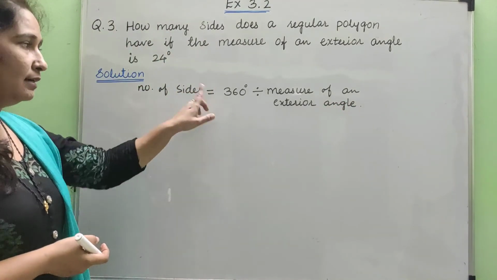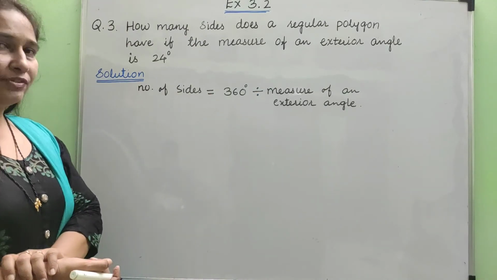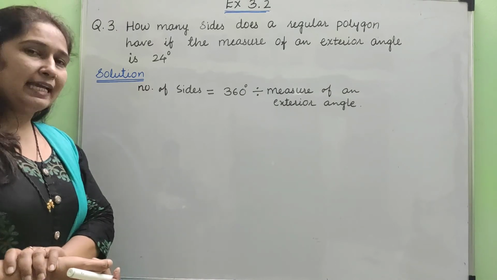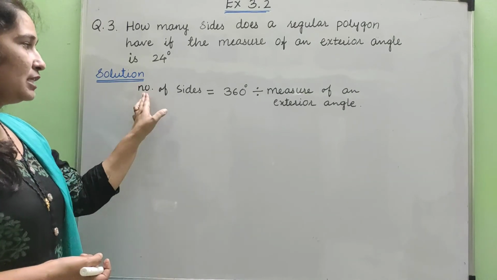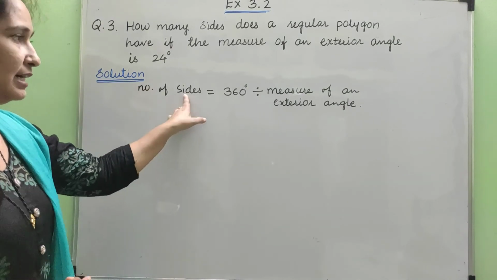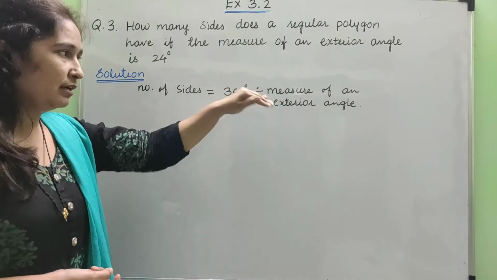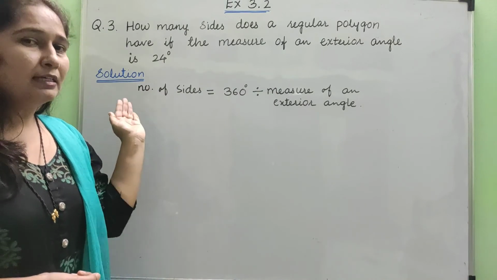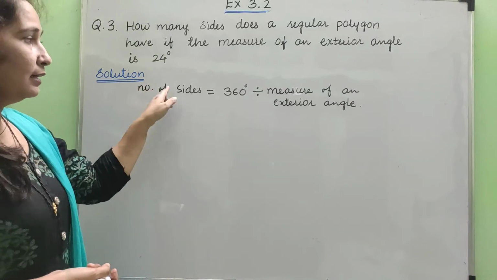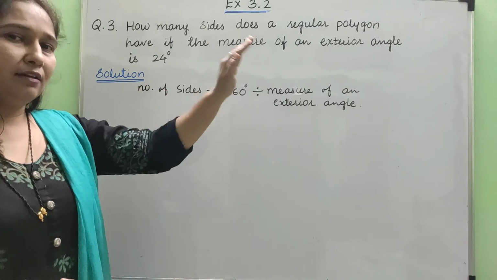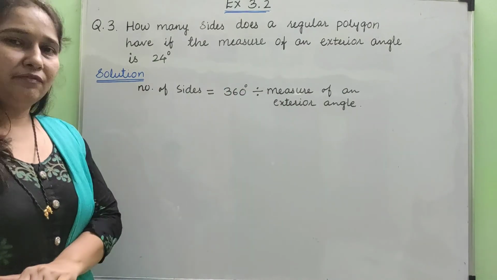What was the actual formula? Measure of exterior angle is equal to 360 divided by number of sides. But now here they have given the exterior angle and they have asked for the number of sides. So we have just interchanged number of sides with the measure of an exterior angle, because we know that in an equation, when you exchange the side of any variable or any numeral, the number which is in multiplication will go in division. Now here number of sides and measure of an angle we have exchanged.